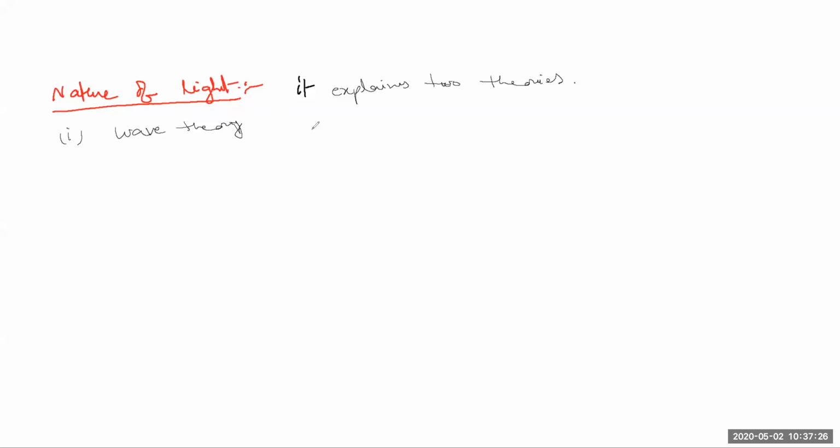Wave theory of light, and the second one is corpuscular theory. Come to the first one, wave theory. So what is the second one? Corpuscular theory. CORPUSCULAR. Corpuscular theory.